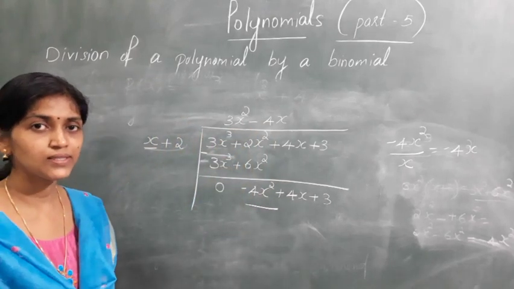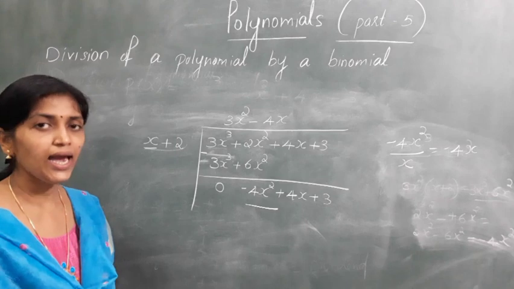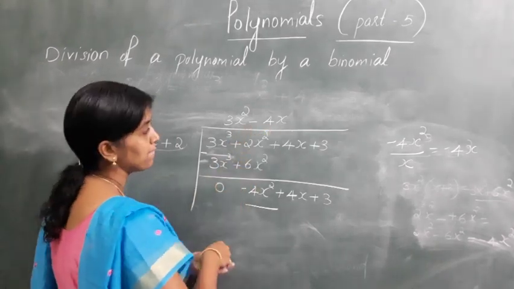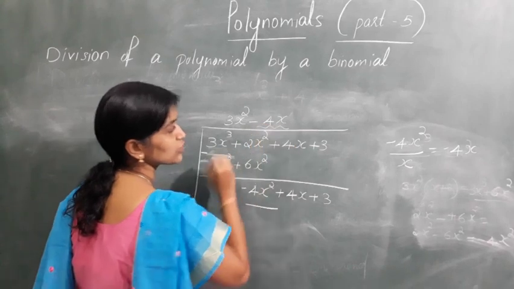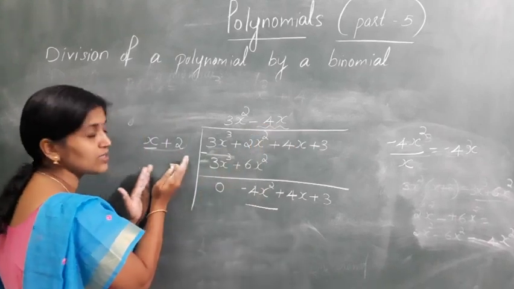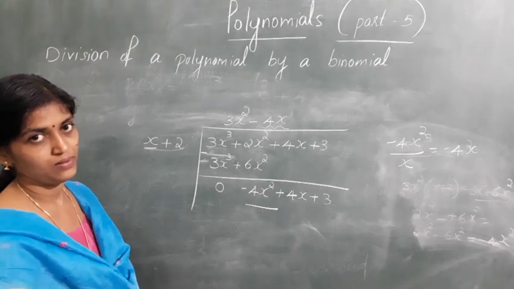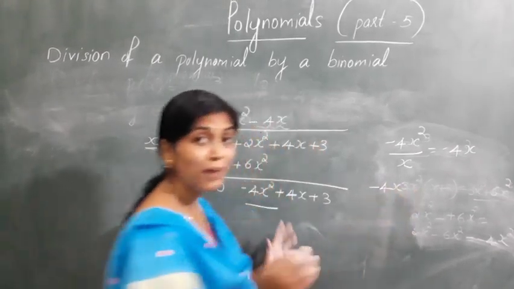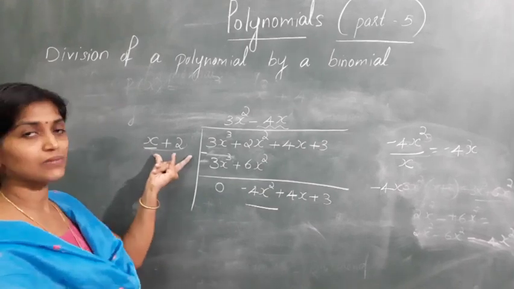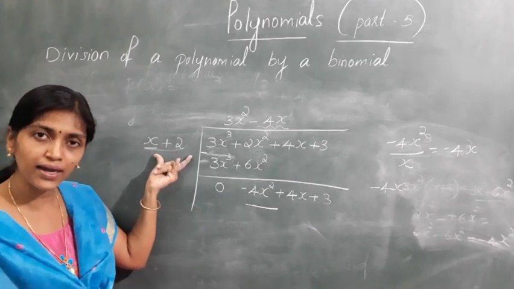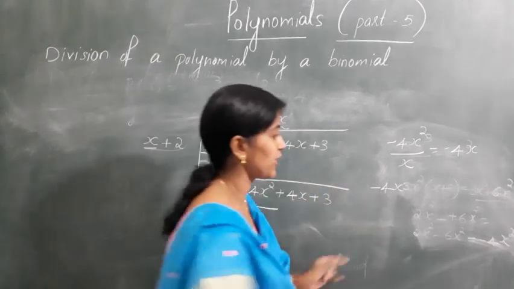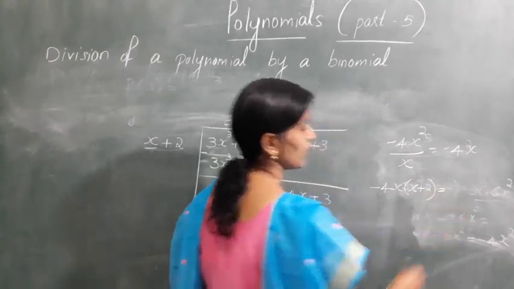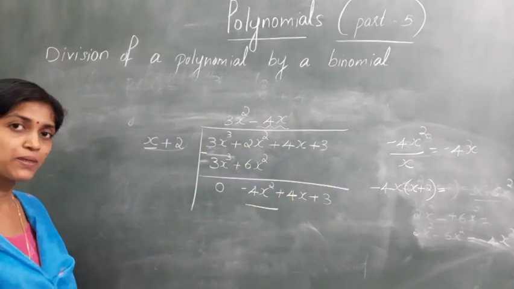Okay. Is it clear? And the next step, what was it? We are going to multiply this minus 4x with all the terms of the divisor. So, minus 4x, how many terms are here? 2 terms, so you have to put a bracket. Minus 4x into x plus 2. Okay, what is minus 4x into x plus 2?